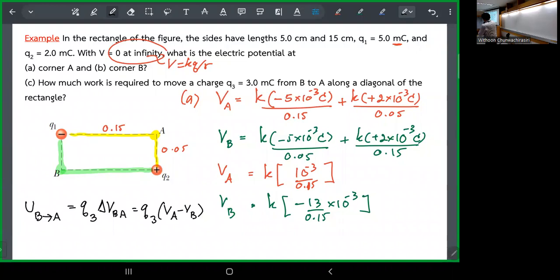So if Q3 is negative, you put negative there. If Q3 is positive, you put positive there. Your interpretation of the final value will be exactly the same. All right, very cool.